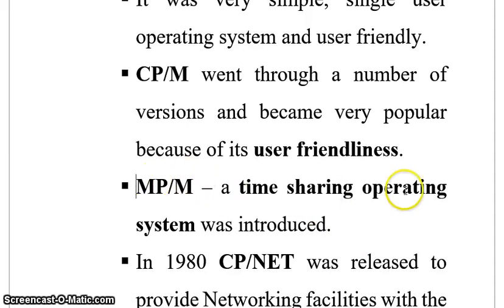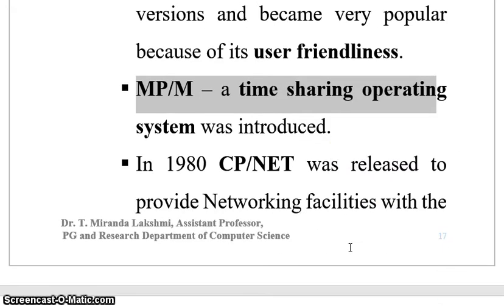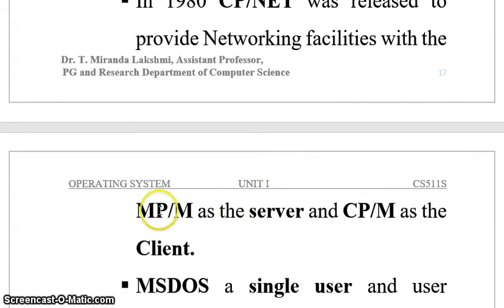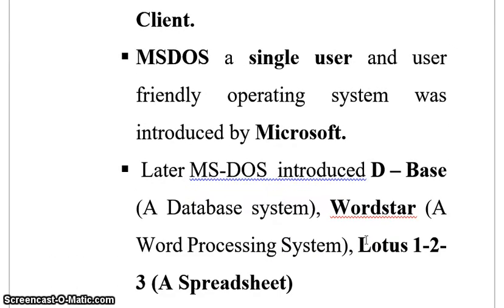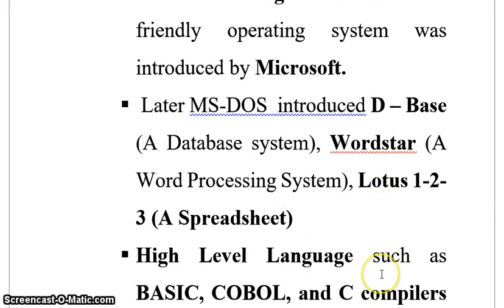MP/M, a time sharing operating system, was introduced. Then in 1980 CP/NET was introduced, which had MP/M as the server and CP/M as the client. Then the MS-DOS operating system, which you will be aware of, a single user operating system, also evolved during this fourth generation. Later, for database management systems they used dBase, and for word processing, where we now use Microsoft Word, they used WordStar before. For spreadsheets, where we now use Excel, they used Lotus 1-2-3.